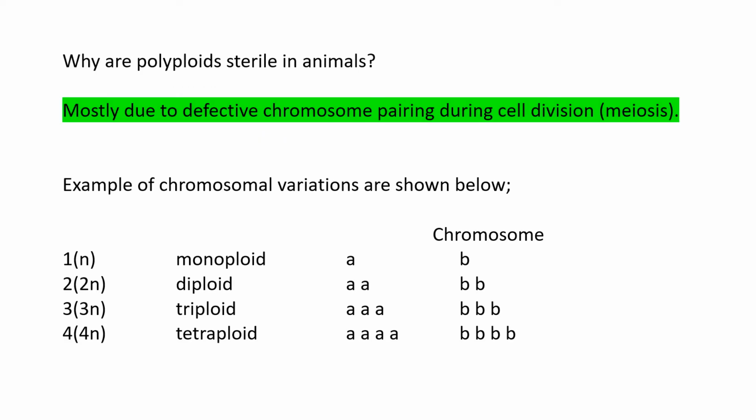Why are they sterile in animals? This is mostly due to defective chromosome pairing during cell division, and particularly during meiosis. So examples of chromosomal variations are shown below. When it is n, a monoploid, and when it is more than one, polyploids. And among polyploids, you have the diploid, the triploid, and then the tetraploid.